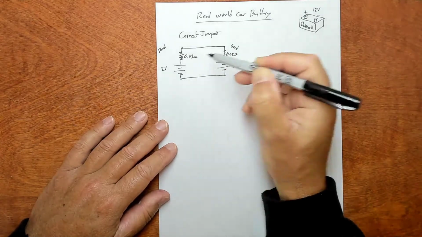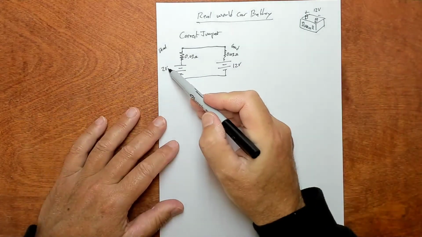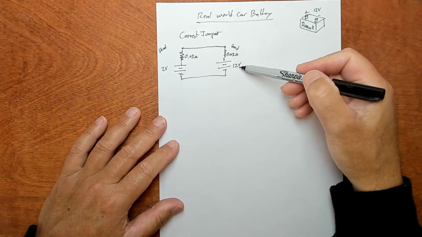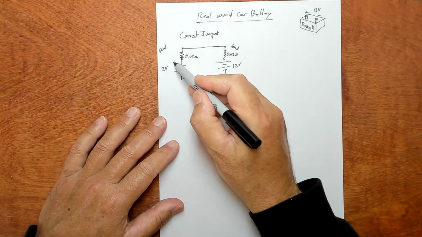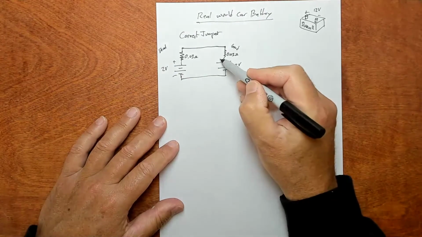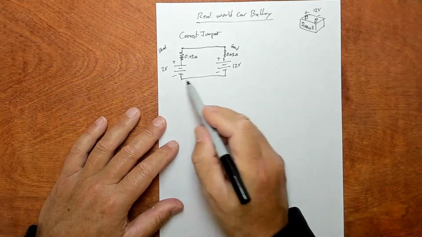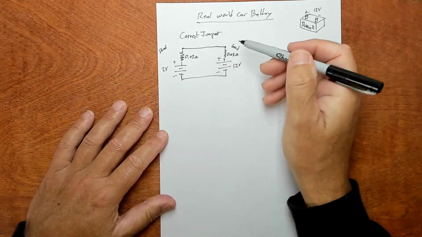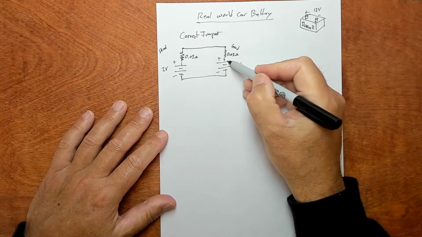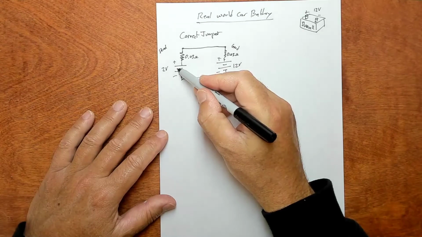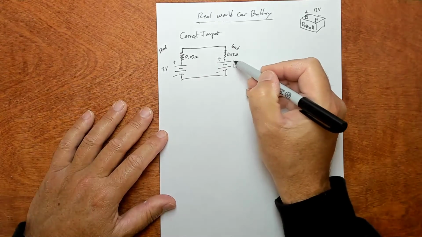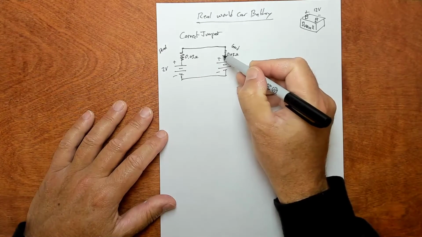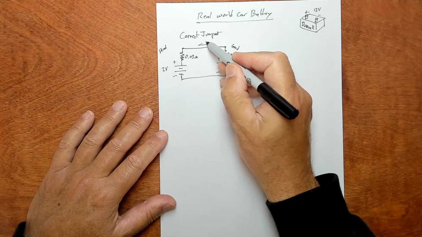Okay, so this is the correct way to jump a car, right? You have a dead battery with a low voltage in it and a good battery with a high voltage, and you go plus to plus and minus to minus. And what's the current? Well, which way is the current going to go? Well, it's going to go from the good battery to the bad battery. It's going to go from the higher voltage, the 12 volt side, to the low voltage side. So it's going to go this way.